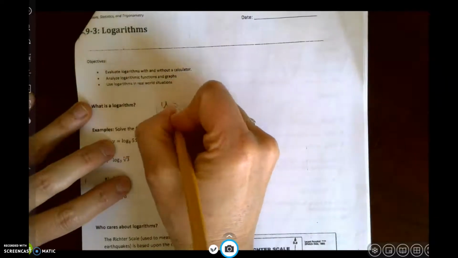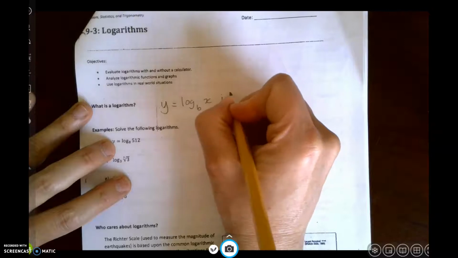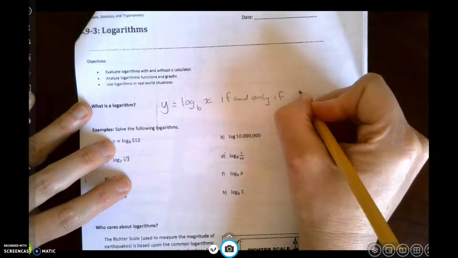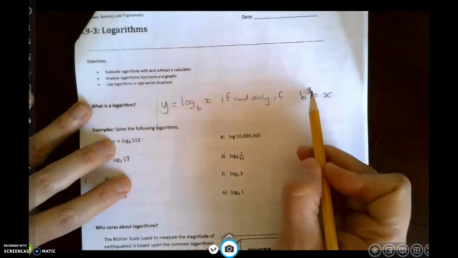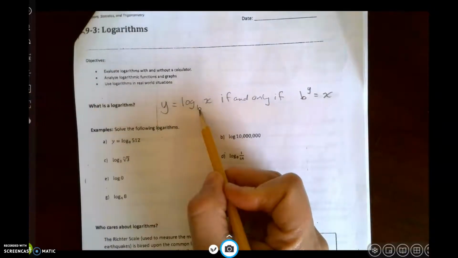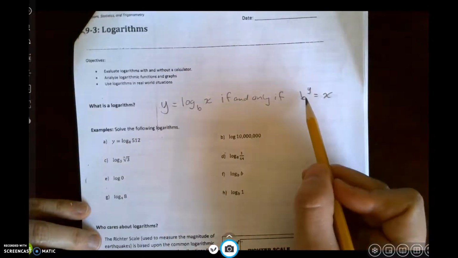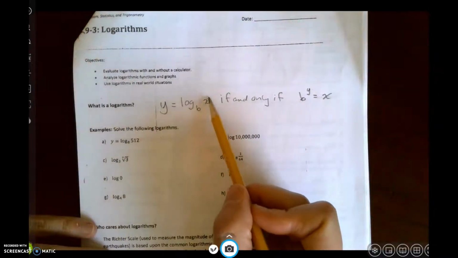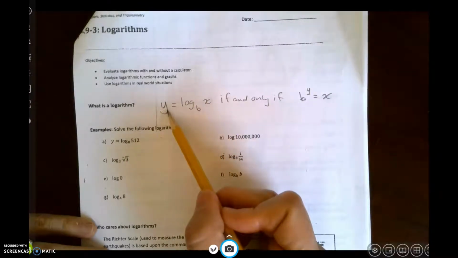We write y equals log base b of x if and only if b to the y equals x. So I want you to notice that y is the exponent and it's the answer to the logarithm. b is the base, y is the exponent, and then x is whatever that base to the exponent is. So it's kind of crazy. A lot of times we know the answer. What we don't know is what's the exponent.